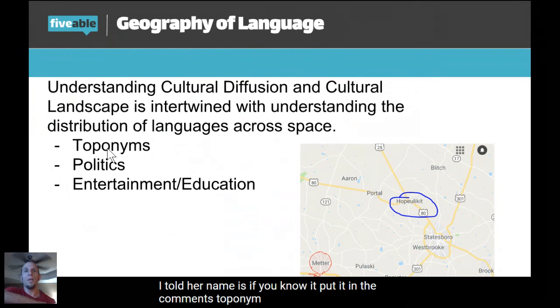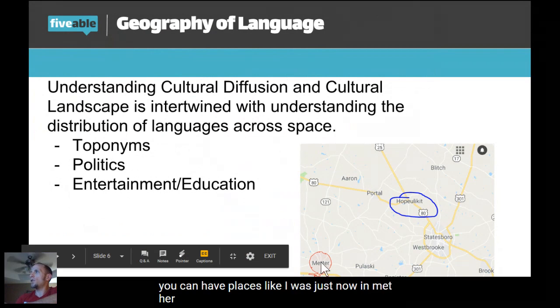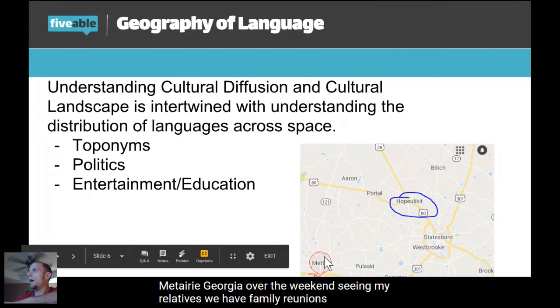Toponym, simply a place name. You can have places like Metter, Georgia, where I was over the weekend seeing my relatives. We had a family reunion. Interestingly, you can see that the border of Metter is a circle, except for this little section here on the other side of the interstate.